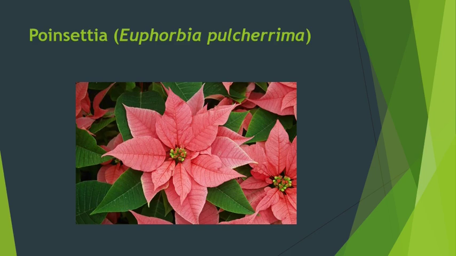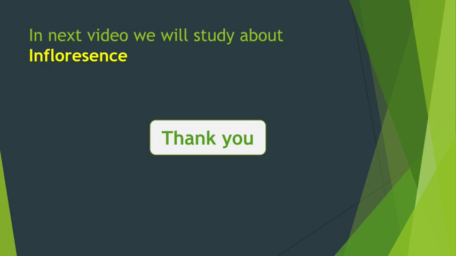In the case of poinsettia or Euphorbia pulcherrima, the flower, if you see, is very inconspicuous. It is not able to attract the insect for pollination. So the leaves become beautifully colored like petals. Why? To attract the insects for pollination. So all these are different types of adaptations in leaves.